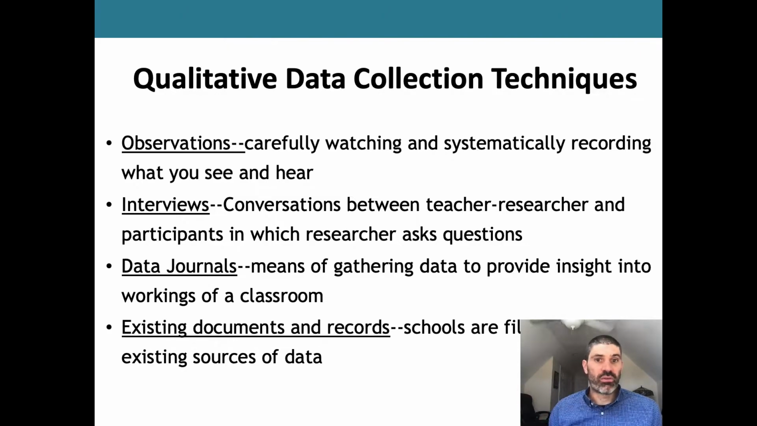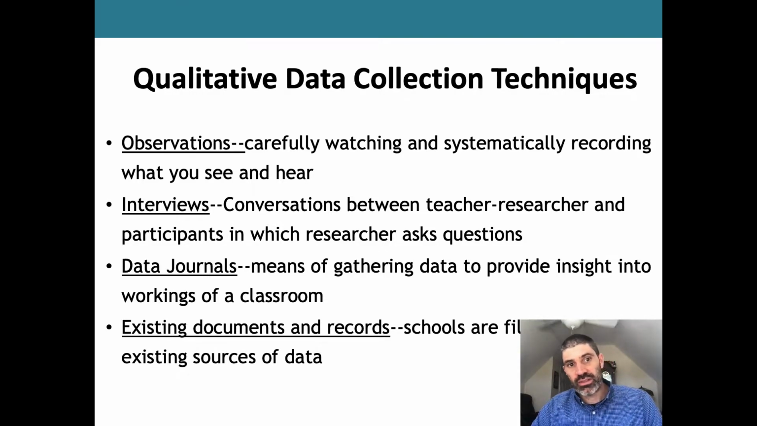This is just a quick overview of some of the different qualitative data techniques. Some of that we've done, others we have not done. Observations, we've done several of those. We've done several interviews, and we coded that and we did the thematic network for the interview.